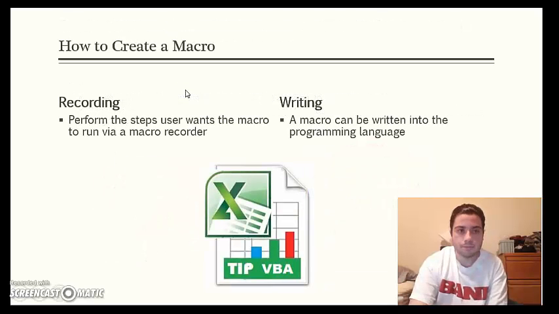Alright, how to create a macro. There are two different ways of going about that. You could either record a macro or you could write a macro. When recording, you're going to need to use a macro recorder and press record. Perform the steps you want the macro to run, and then you press done, and it will work that way. Also, you could just write the macro in a programming language.